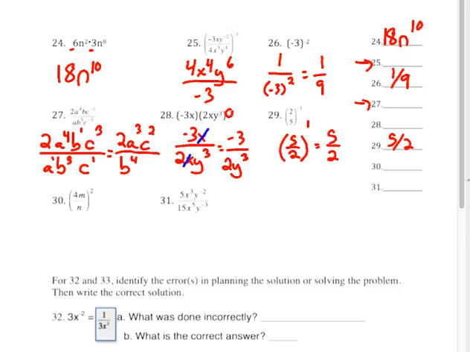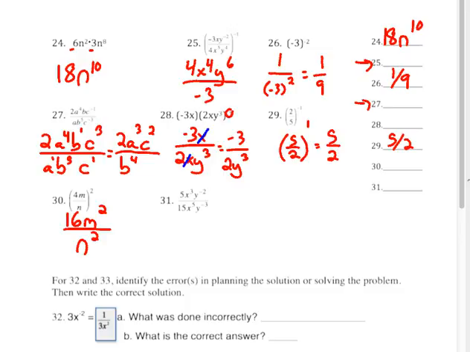Number 30. So I have an entire parenthesis taken to an exponent. So remember, I'm going to apply that exponent to everything. 4 squared gives me 16. Then m squared, n squared. It just attaches itself onto both of the variables.